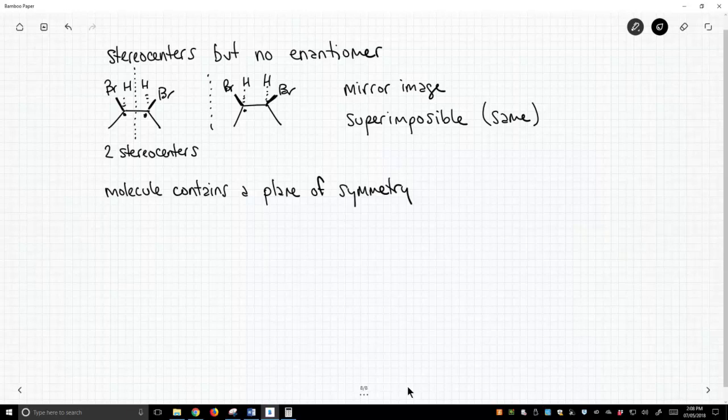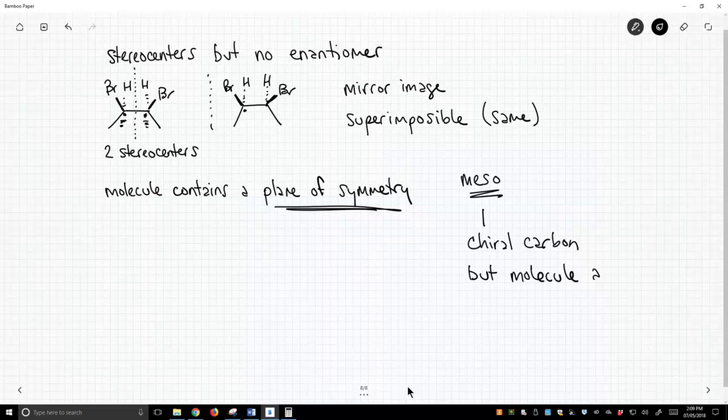Normally, if you have an sp3 hybridized carbon with four different substituents, that carbon itself will not have a plane of symmetry, and the asymmetric nature of that carbon will throw the entire molecule out of whack. Here's a special case where even though we have stereocenters, they are balanced in the molecule, and that balance restores the symmetry, and so the molecule has a plane of symmetry. These kinds of structures are called meso structures. Meso structures are molecules that contain a chiral carbon, but the entire molecule is achiral.